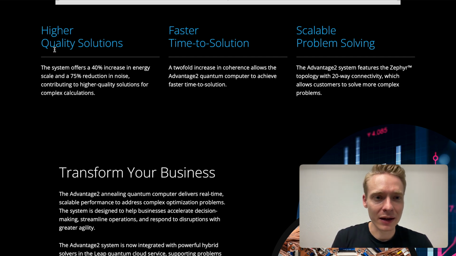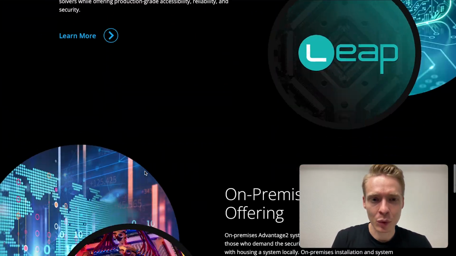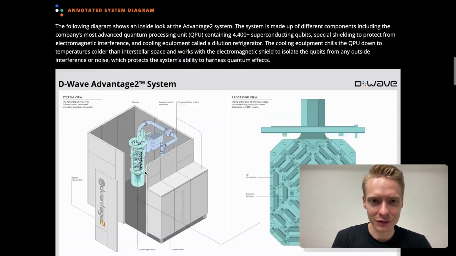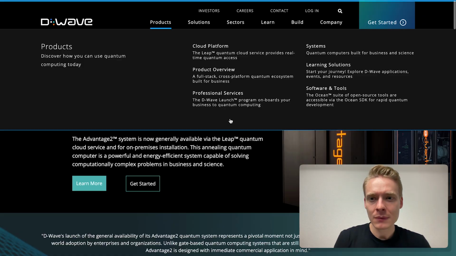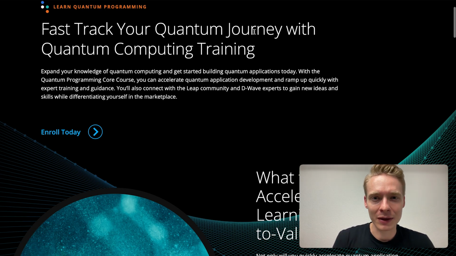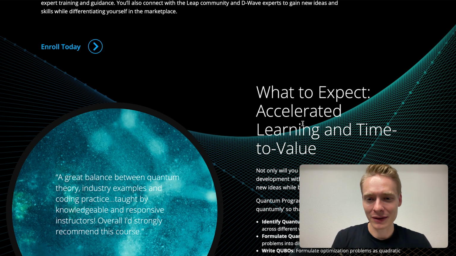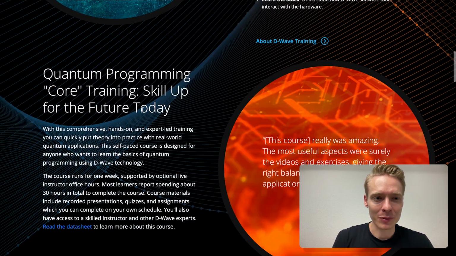Here we see higher quality solutions, faster time to solution, and scalable problem solving. And yeah, there's again some more detailed information on these different components. Then, okay, there's a learning solution here. So fast track your quantum journey with quantum computing training without a PhD, as we learned. What to expect: accelerated learning and time to value, quantum programming core training, skill up for the future today.